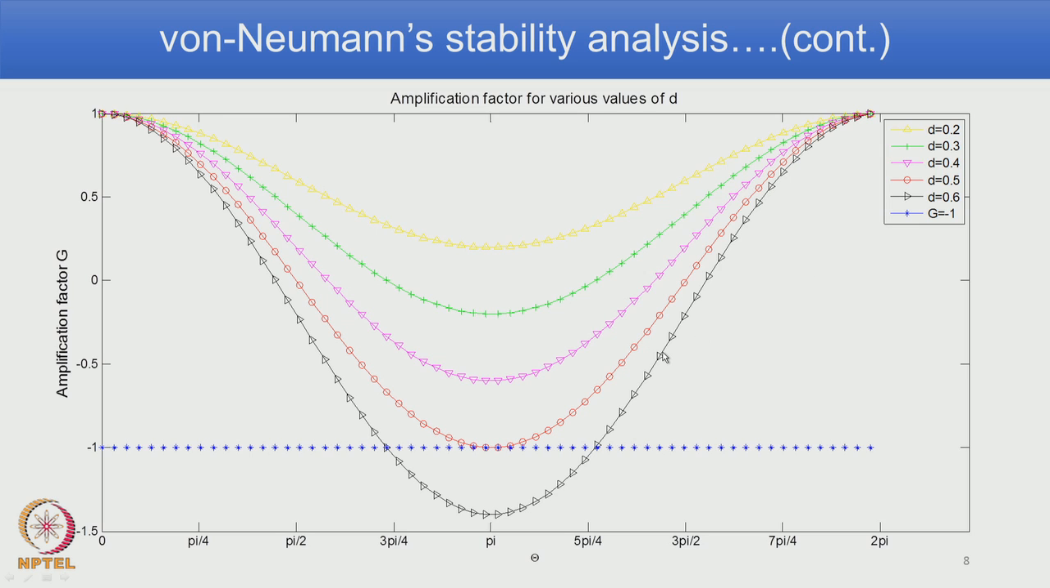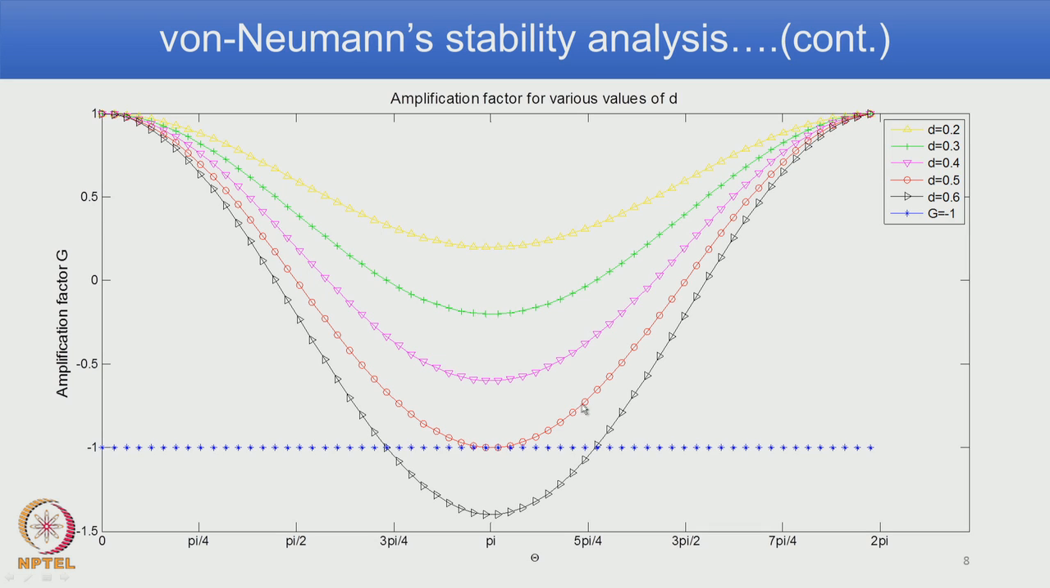So, this is above that condition, and you can see here for this range of theta it exceeds the condition that g should be within 1. Whereas, if you take d is equal to 0.5, that is the limit that we said, d less than or equal to half, that is the limit is 0.5.